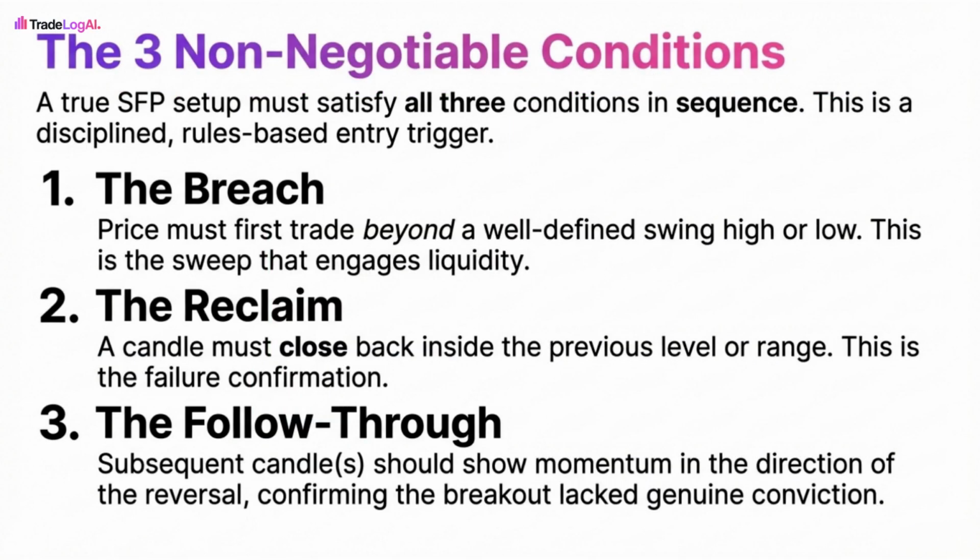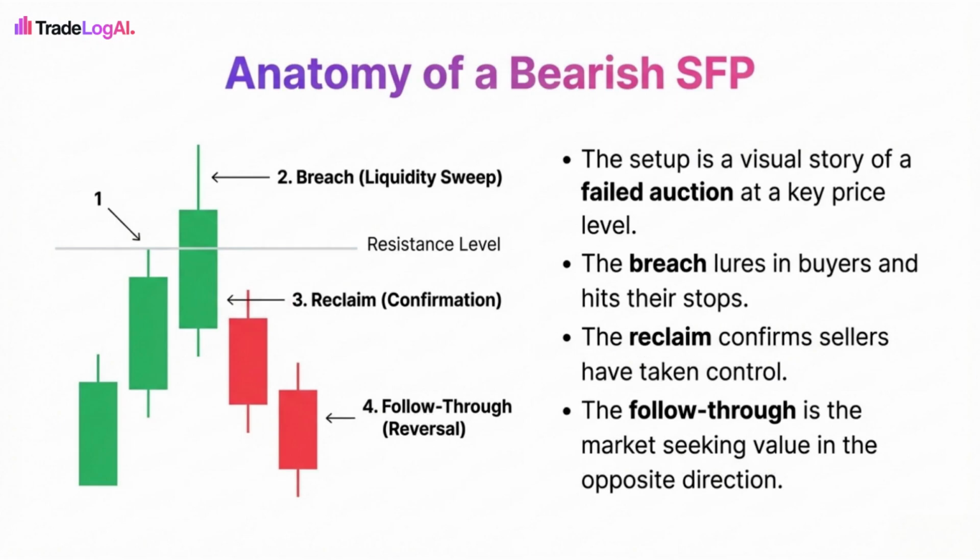A real SFP requires three conditions, in order. 1. The breach. Price trades beyond a clear swing high or low. 2. The reclaim. A candle closes back inside the prior level or range. 3. The follow-through. Subsequent candles show momentum in the reversal direction. Miss one of these, and it's not an SFP. It's noise.